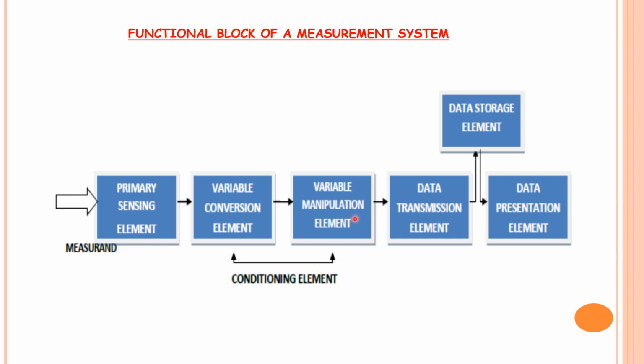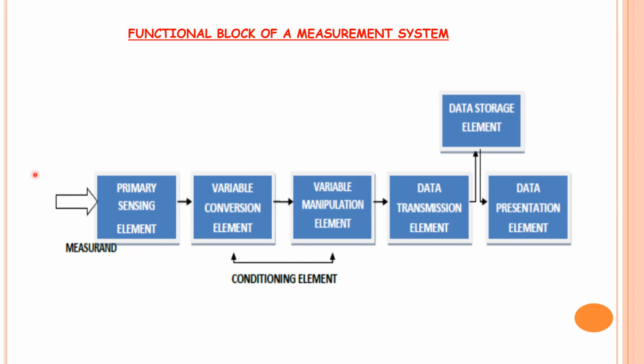Next, the output goes to the transmission element. The data must be transmitted. For transmission we use two things: one is wired transmission, another is wireless transmission. Which one is better? The wired one is better, reliable and faster. For wireless we use a LAN cable, Wi-Fi modem, like that.